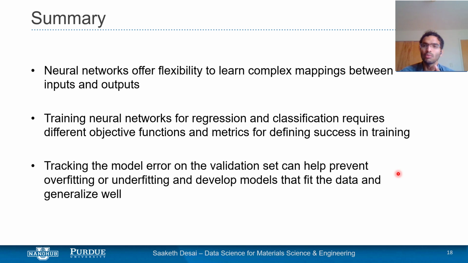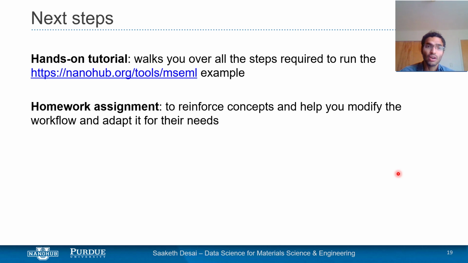We now know what a neural network looks like and how it learns complex mappings between inputs and outputs based on the weights and the biases. We saw how to train neural networks for regression and classification tasks and defining different objective functions that are relevant to those tasks. And we saw a little bit about how using a validation set can help us understand how to choose the number of layers or the number of neurons in each layer such that we avoid underfitting or overfitting.